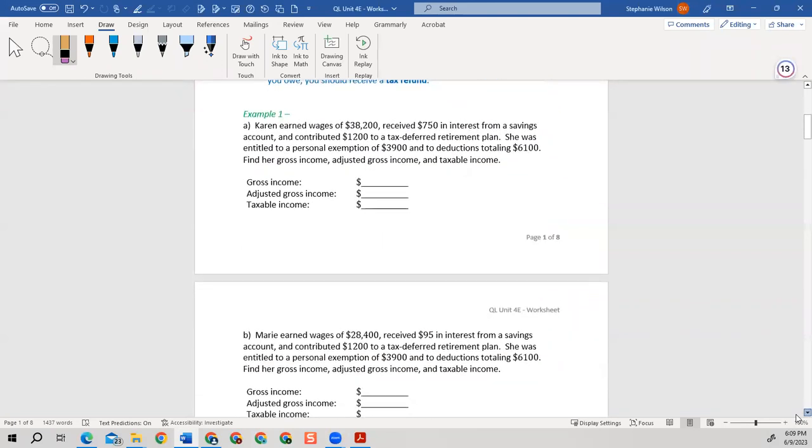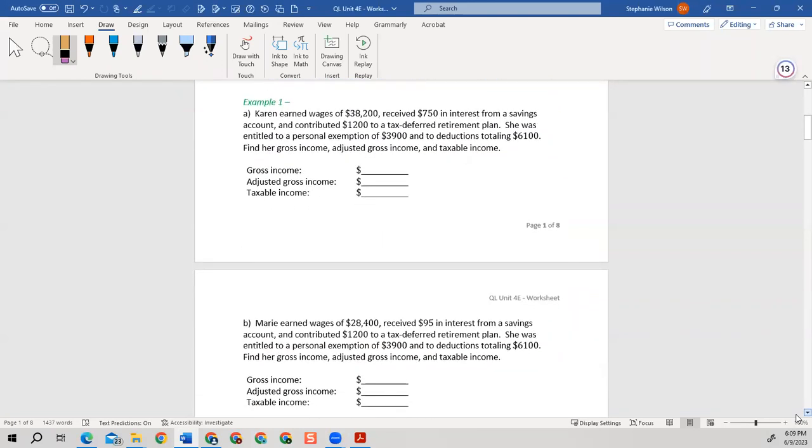Okay, our first example says here, Karen earned wages of $38,200, received $750 in interest on a savings account. She contributed $1,200 to her retirement, and she qualified for a personal exemption of $3,900 and a standard deduction of $6,100. We want to know what's her gross income and her adjusted gross income and taxable income.